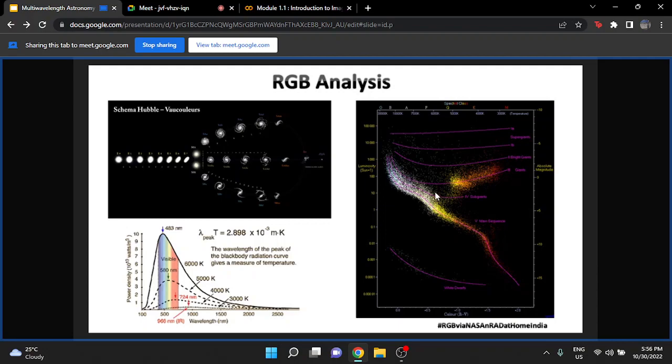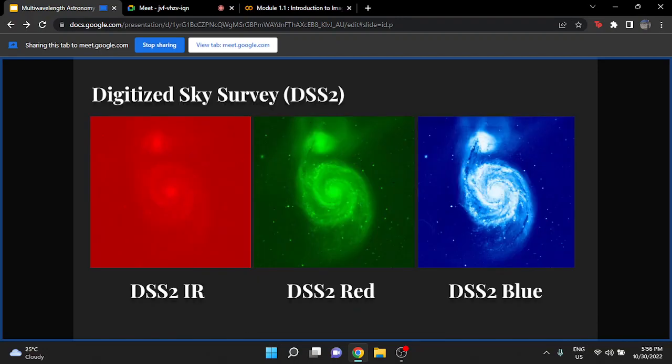So what you see on the right side is the Hertzsprung-Russell diagram, or shortly called the HR diagram. It essentially gives you a relation between the galaxy's color and luminosity. The color of a galaxy is the difference in magnitude between two filters. For example, we used DSS2 red and DSS2 blue, right? If we subtract the magnitudes measured in these two filters, we get a quantity defined as color.